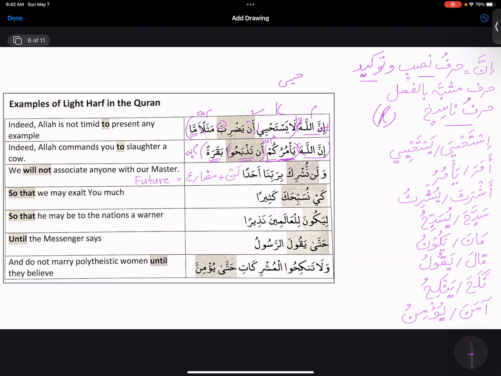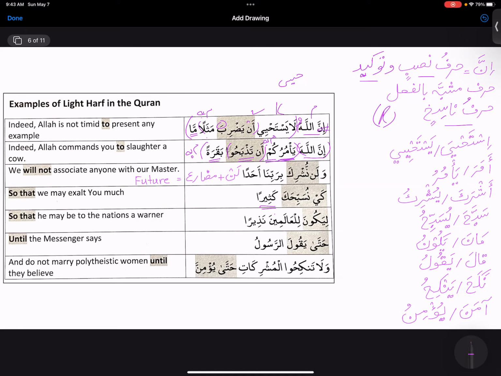And kathiran is the maful mutlak over there. Why am I saying maful mutlak? Because basically it is giving how much, right? Quantity. When it is referring to some quantity, that is basically maful mutlak. So that we may exalt our Rabb a lot. So this kathiran is maful mutlak over here.